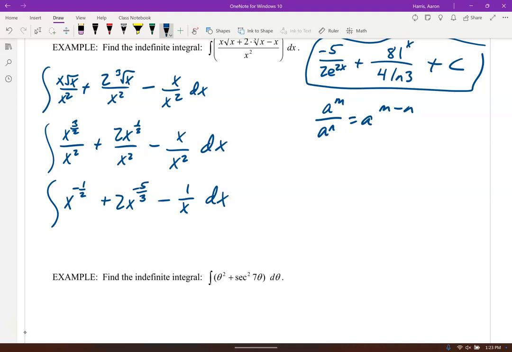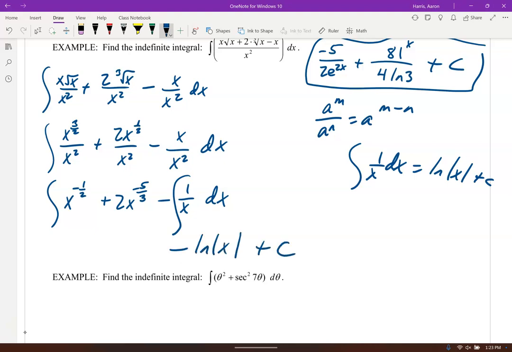First two I can run the power rule. I'm going to make that its own separate integral because I know the integral of 1 over x dx is the natural log. So this one will be minus an ln of x right there, plus a constant. These ones are power rules. So x to the negative 1/2 plus 1, 1/2, all over 1/2. Plus 2 stays there. Negative 5/3 plus 1 is a negative 2/3, all over negative 2/3. So this becomes 2 square root of x, x to the 1/2.